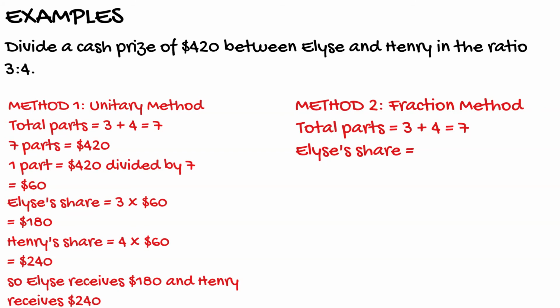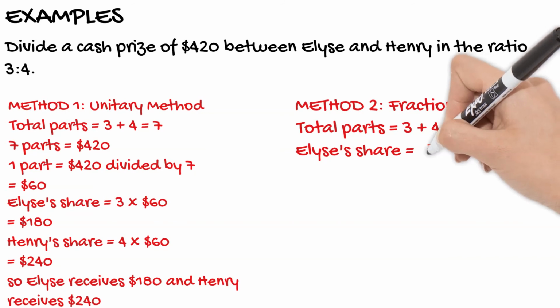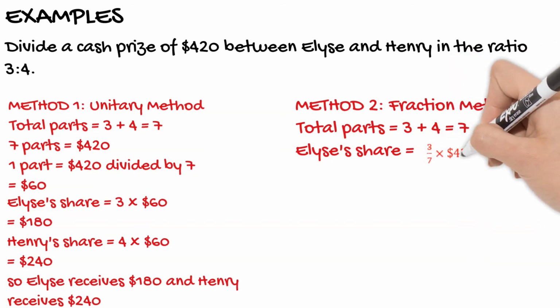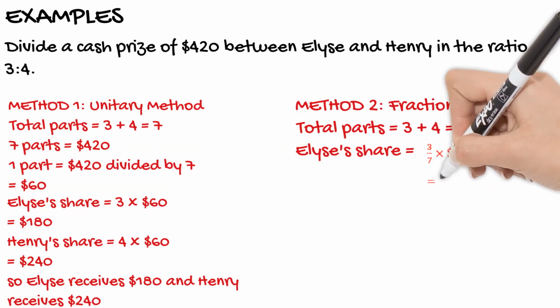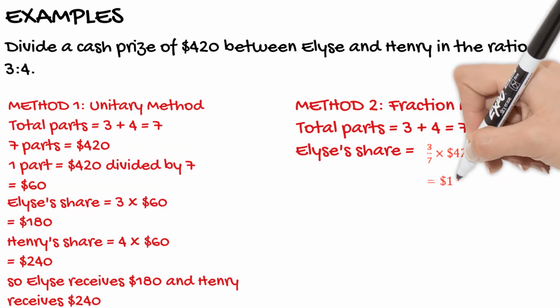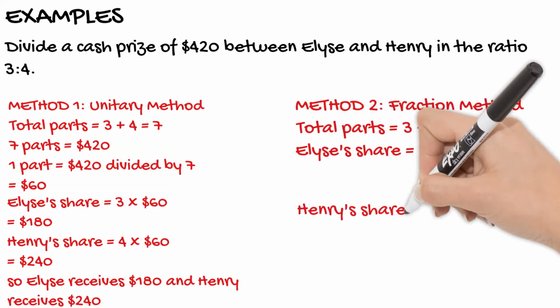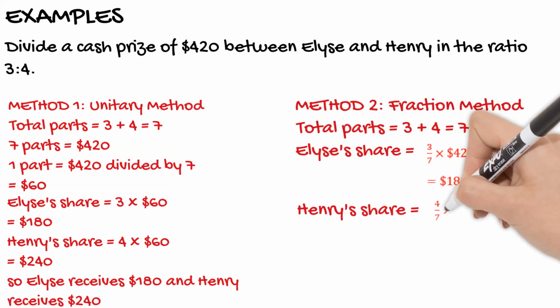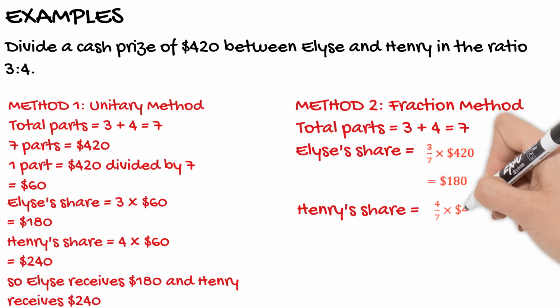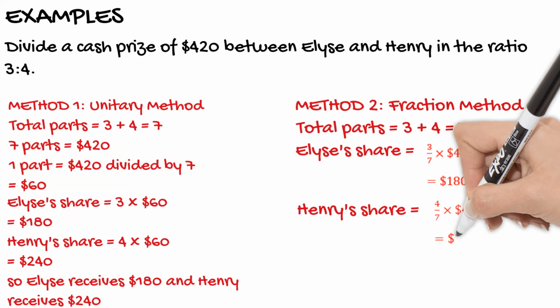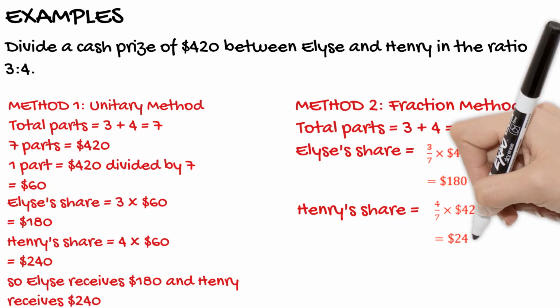Again, we still need to work out the total number of parts in the ratio, which is 3 plus 4, which is 7. Elise's share works out to be 3/7 of the total. So we can use our fraction and multiply that by the quantity, which gives us $180. Henry's share is 4/7 of the total because he's got 4 parts out of the 7. We'd multiply that by 420 and that gives us $240.